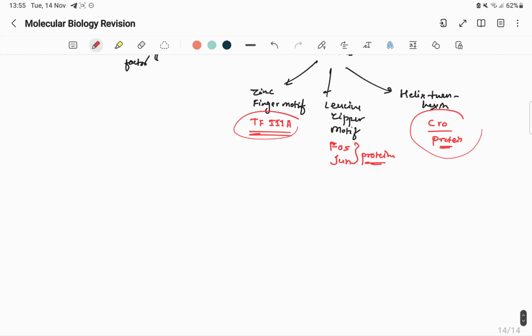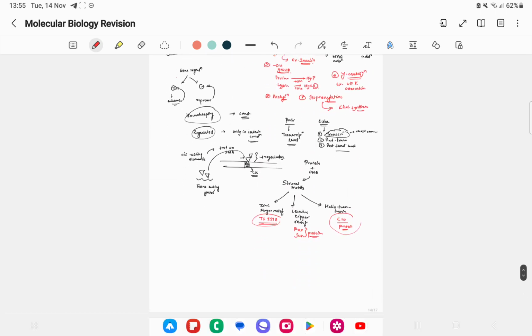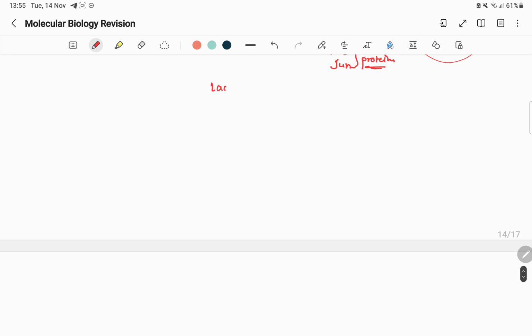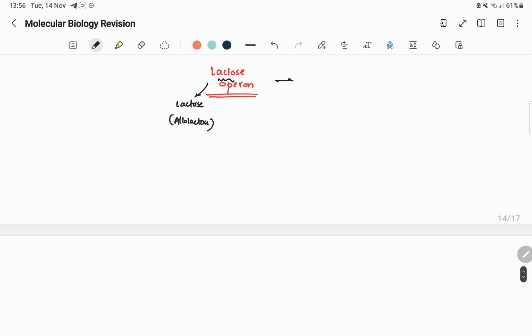The main thing in the regulation, the control of gene expression, is the lac operon, which is asked frequently. This is a common concept, but it is frequently asked. So let us discuss the lactose operon or the lac operon. The inducer is lactose; the real inducer is allolactose. It is a linear array of genes involved in the metabolic pathway, described by Jacob and Monod.